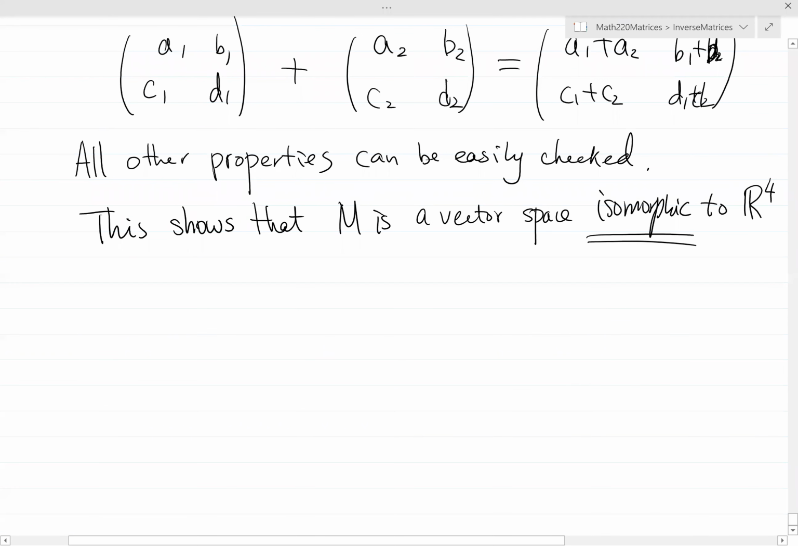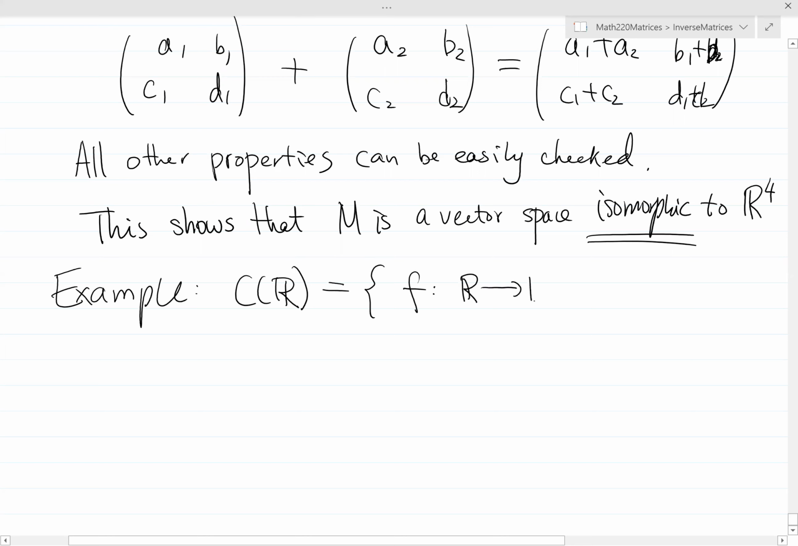Other example. So this is a finite dimensional vector space, a vector space of dimension 4. Sometimes we can get an infinite dimensional vector space. In this example, C(R) is the set of f from R to R where f is continuous. So it's a continuous function from R to R, defined everywhere.